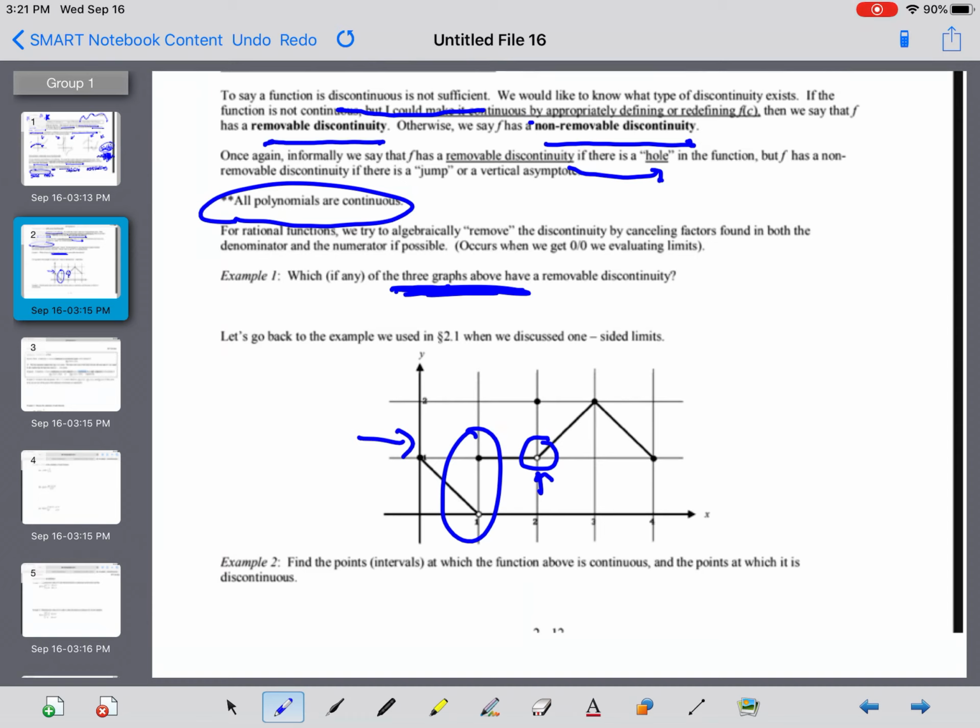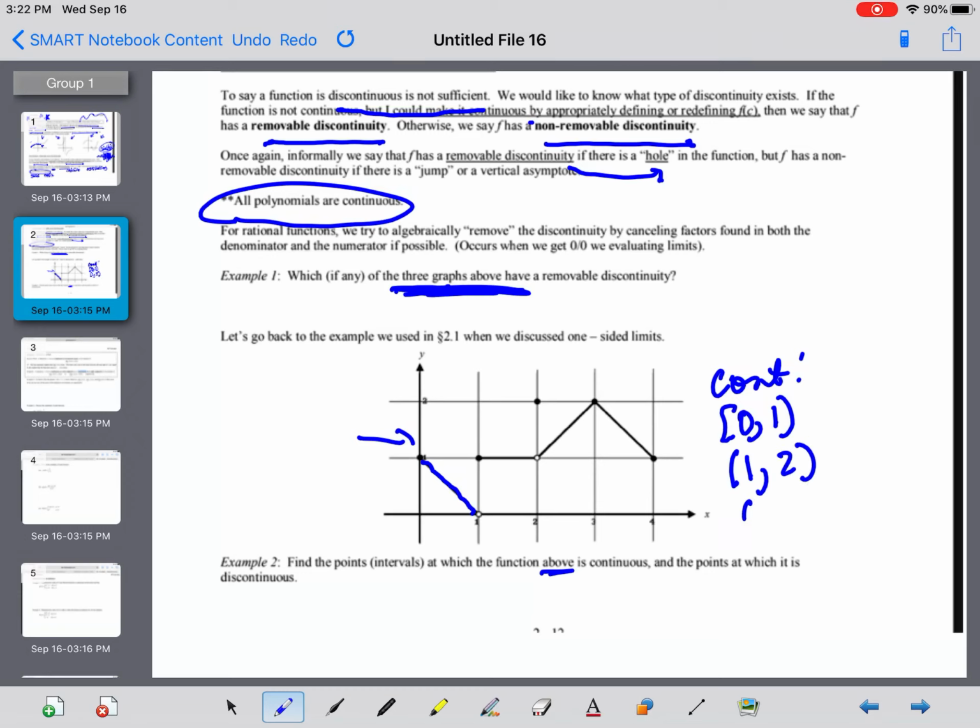All right, so down here, find the points at which the function above is continuous. This function is continuous a lot. There's lots of places where I can draw without picking up my pen, so it is continuous on these intervals. From 0 to 1, not inclusive, and continuous again from 1 to 2, not inclusive. This is continuous all the way from 2 to 4. Those are where it's continuous.